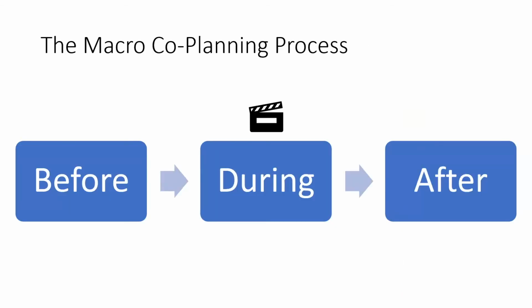So during this macro planning, co-planning process, there are some things you have to do before the meeting, some things you have to do during the meeting, and some things you have to do after. So what we're going to do is watch an abbreviated video of a macro planning session. As we watch this video, I want you to think about: what did they have to do before this meeting? What did they do during this meeting? And what did they have to do after?